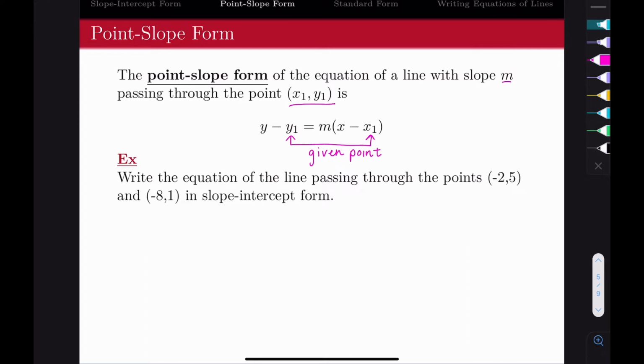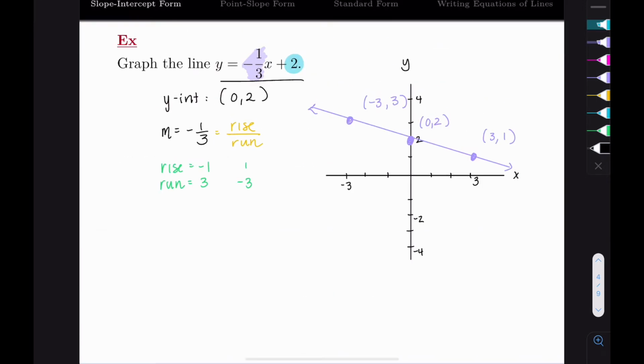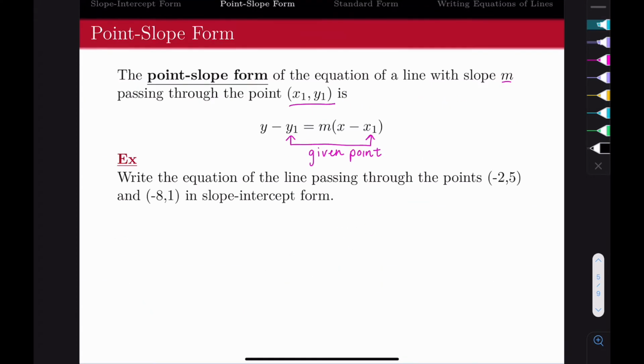So let's try an example. We're given that the line passes through the points (-2, 5) and (-8, 1). We want to actually write the equation in slope-intercept form. So not only do I have to find the line, I have to make sure I manipulate it back to this form of y equals mx plus b. So first and foremost, we've got to find the slope.